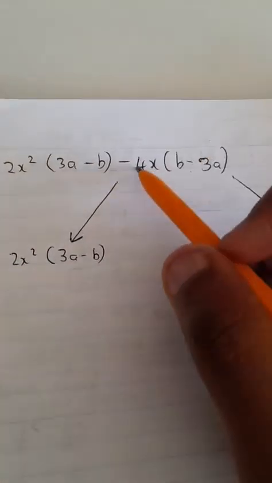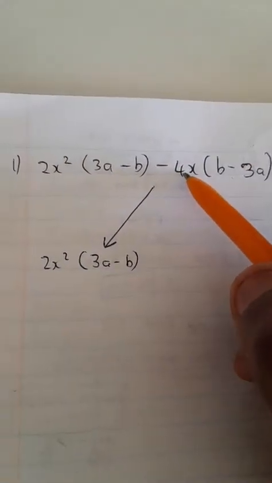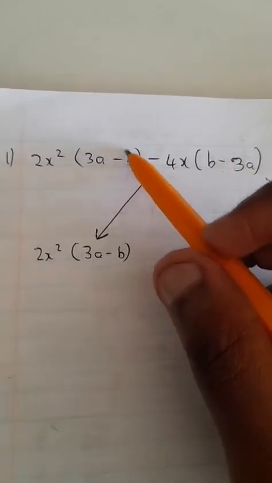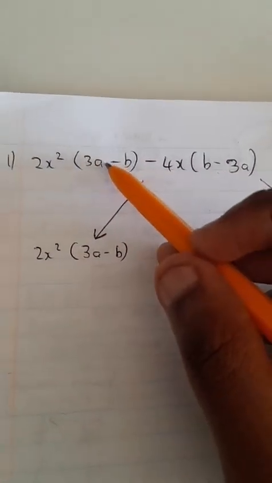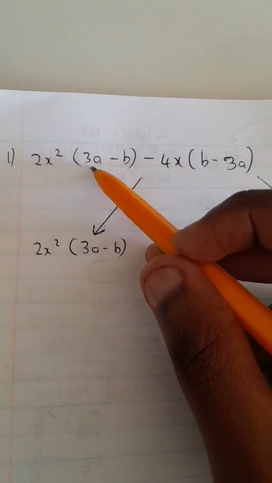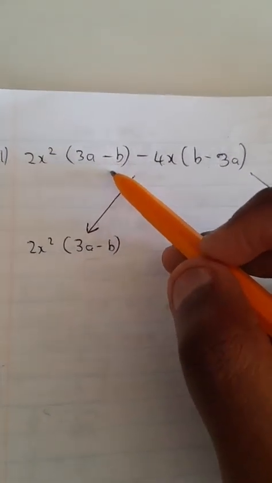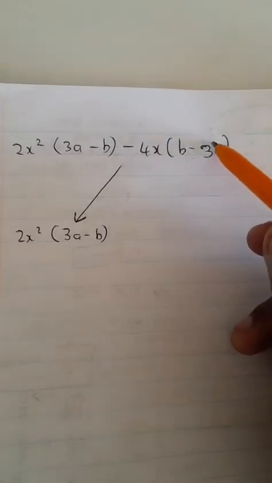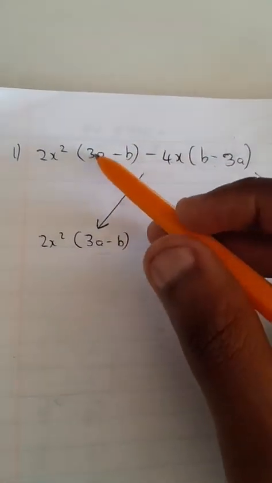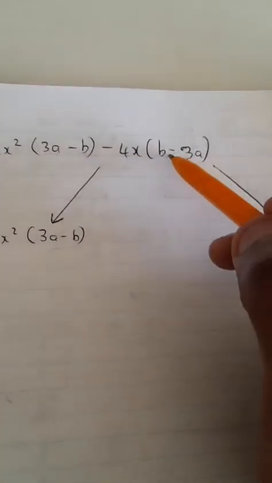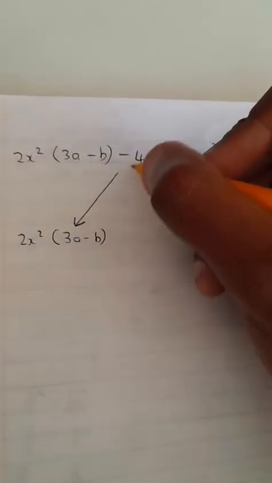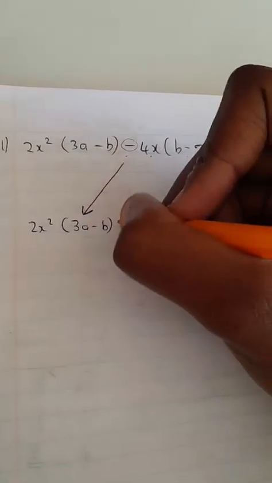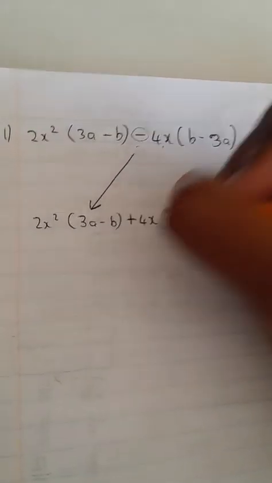Now remember, this is negative 4x. Okay, this is b minus 3a. We want to get the expression to be the same inside the bracket. So 3a minus b is the model of perfection. B minus 3a needs to change its ways so that it follows the model of perfection, which is 3a minus b. So if b minus 3a is to be changed, what does that mean for our negative 4x? We need to change that to plus 4x.